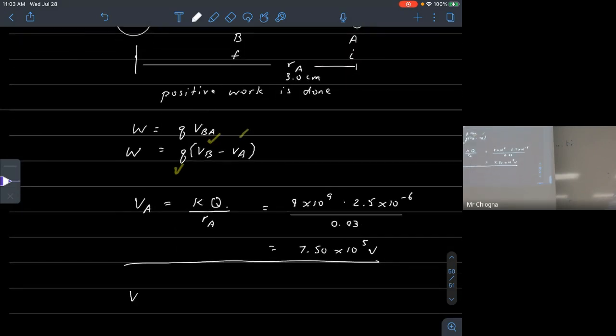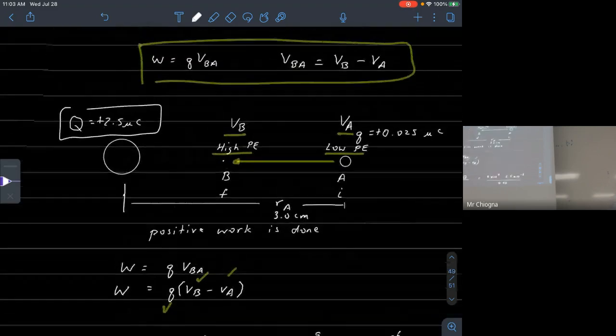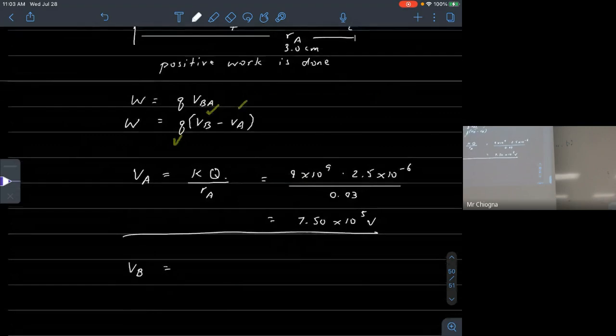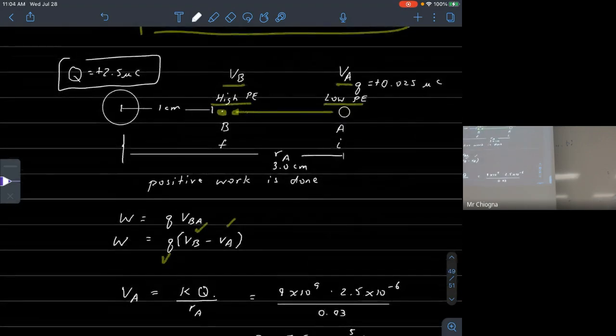Okay, VB, that's the potential at this spot here. We need to know the distance from big charge to that point B. What's that distance? We're told it's 1 centimeter. That's my RB.